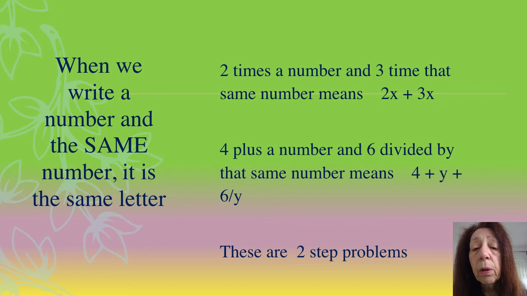The next example, 4 plus a number, and 6 divided by that same number. So 4 plus y, and 6 divided by y. These are 2-step problems.